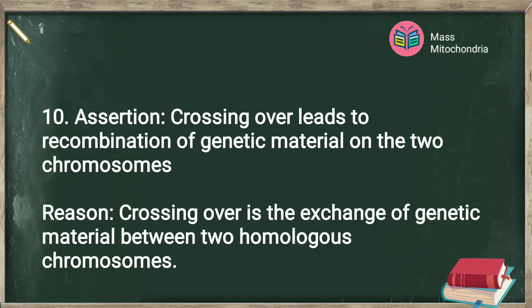Breakage we call nicking, and the enzyme useful for this is endonuclease, and reunion is by annealing with the help of the enzyme ligase. This crossing over leads to recombination of genetic material on the two chromosomes. So the right answer is option A. Assertion and reason are correct, and the reason is the correct explanation for the assertion.